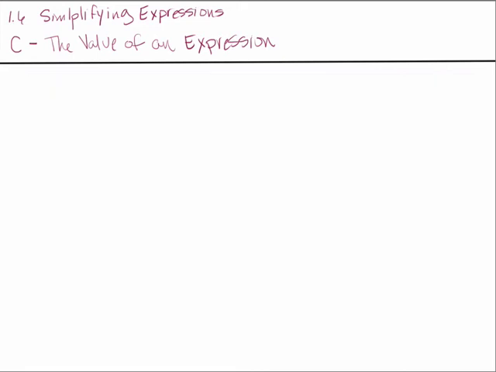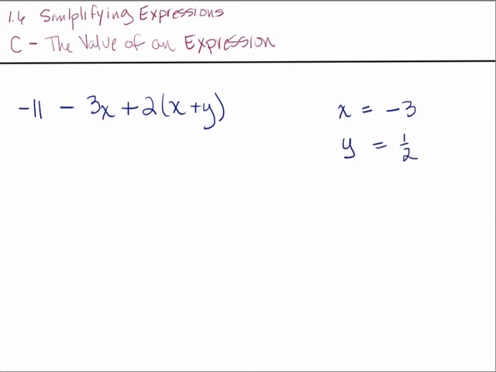Let's take a look at another example. Here's a question that asks you to find the value of the expression negative 11 minus 3x plus 2 times x plus y when x equals negative 3 and y equals 1/2. What's different about this problem is that there's more than one letter involved.